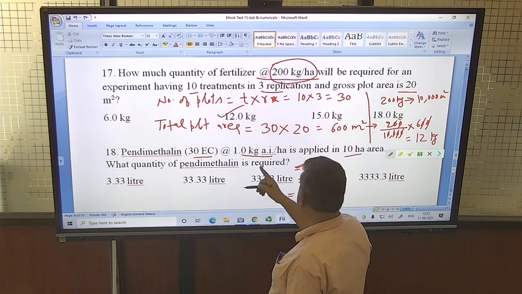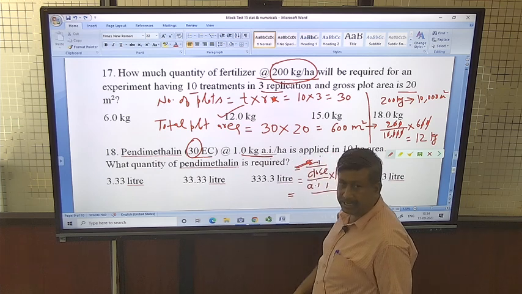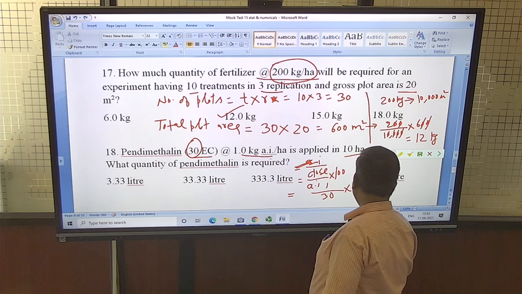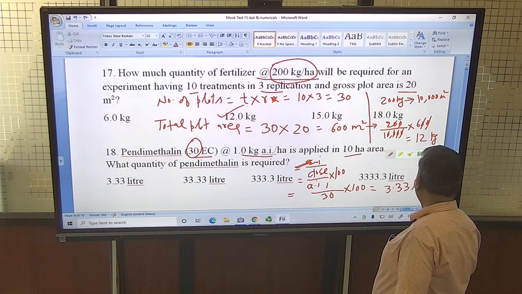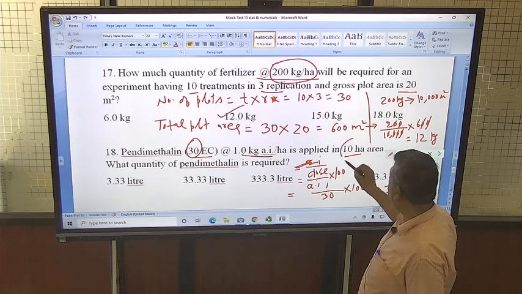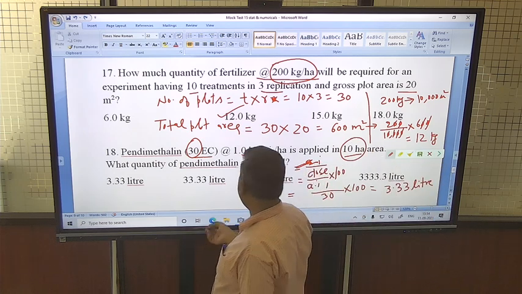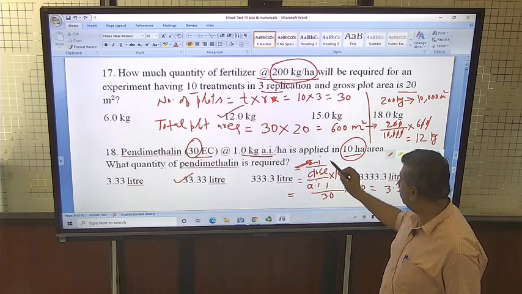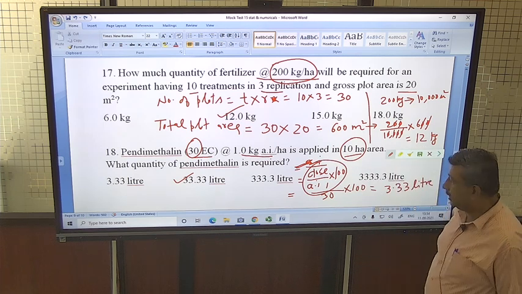So dose is 1 kg per hectare and AI is 30, the active ingredient. So 1 upon 30 into 100, that is 3.33 liter. This is for 1 hectare area, but the question is asked for 10 hectare area, so multiplied by 10, it is 33.33 liter. So remember this formula for how the amount is calculated: recommended dose divided by AI.